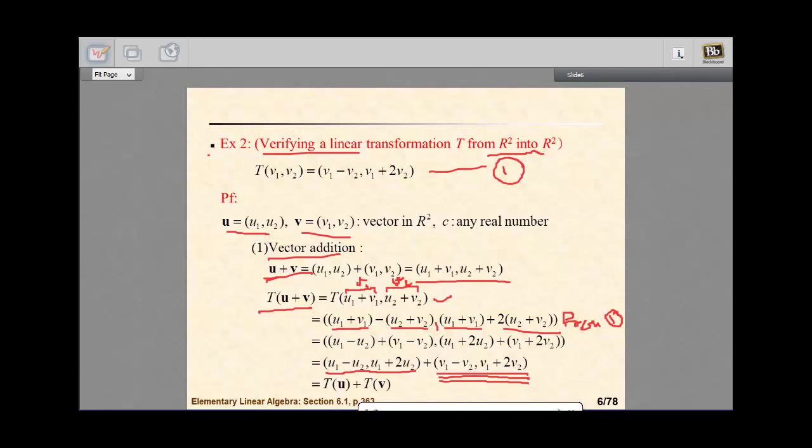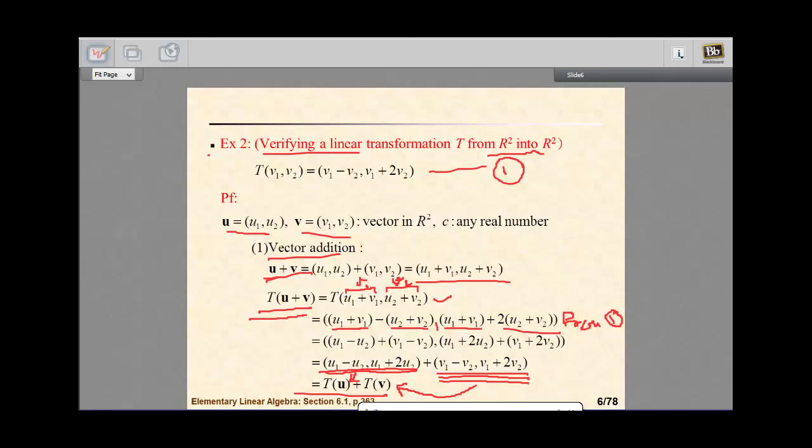If we compare this with equation number 1, it is nothing but the transformation of v. And similarly, comparing this with equation number 1, we conclude that it is the transformation of u. So we are proving that the transformation of u plus v is equal to the transformation of u plus the transformation of v. So it is proved, the first point of the theorem.